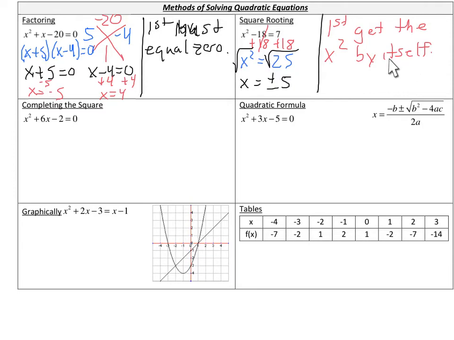Got it? So when do we use square rooting? When we can get an x squared isolated. When we use factoring is when we can't get it isolated, and here we get it equal to 0. You must first get it equal to 0.